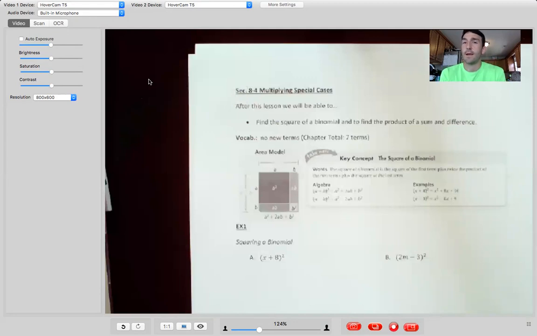Cases. And so last lesson we learned how to multiply a binomial times a binomial. That was the main part of it. We're going to be doing more of that today, except we're going to be looking at two different special cases where you can use a shortcut.